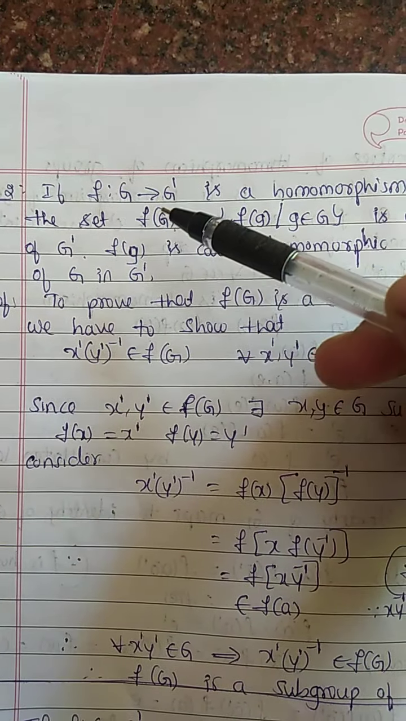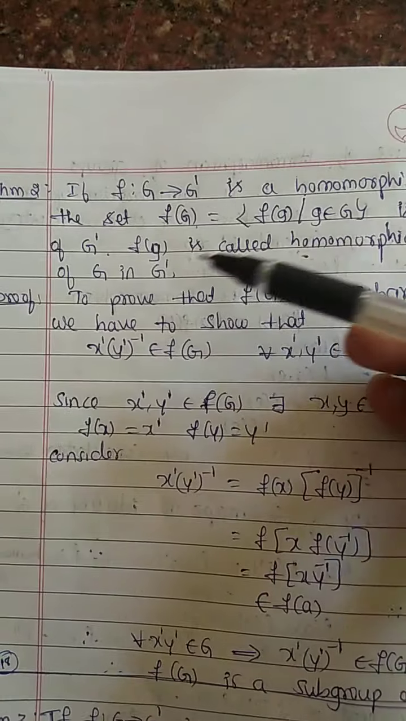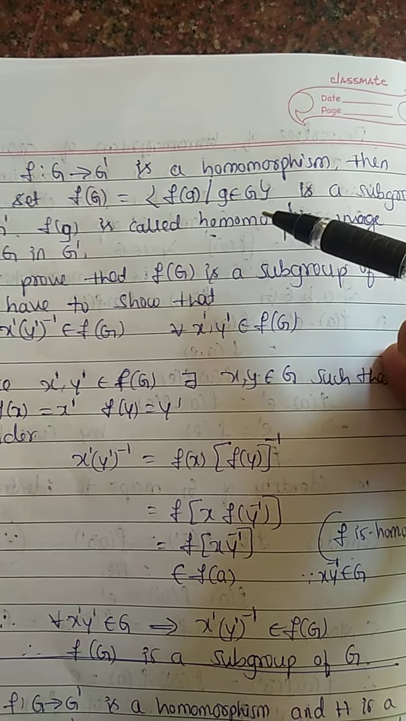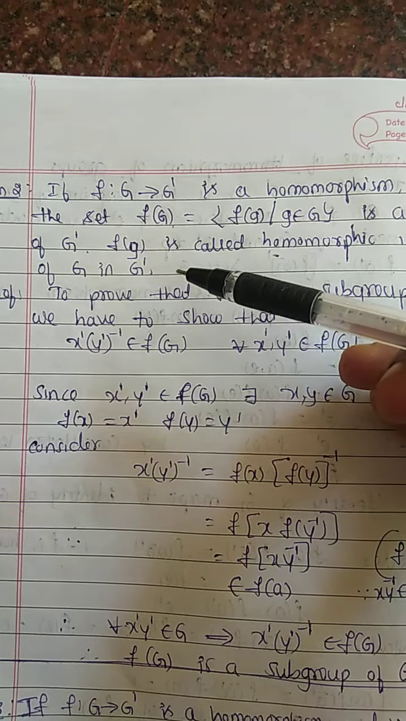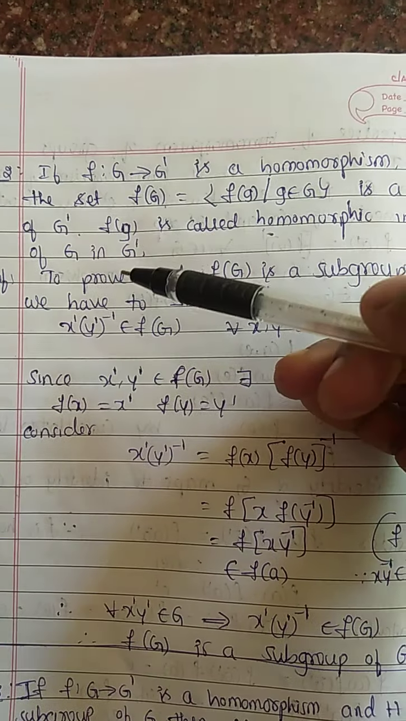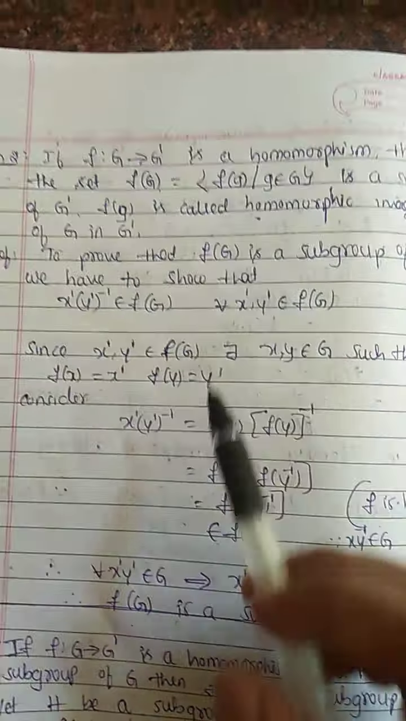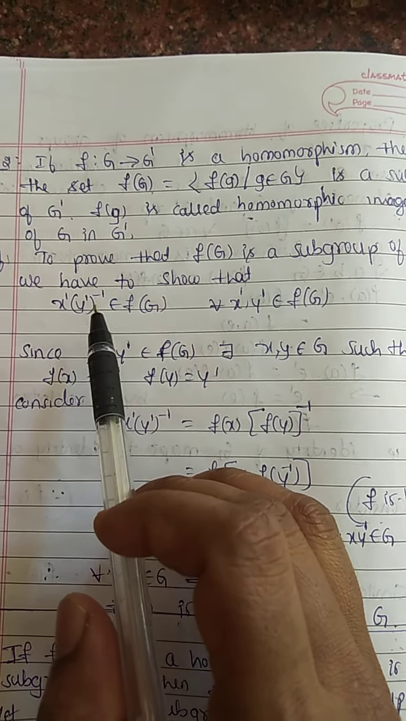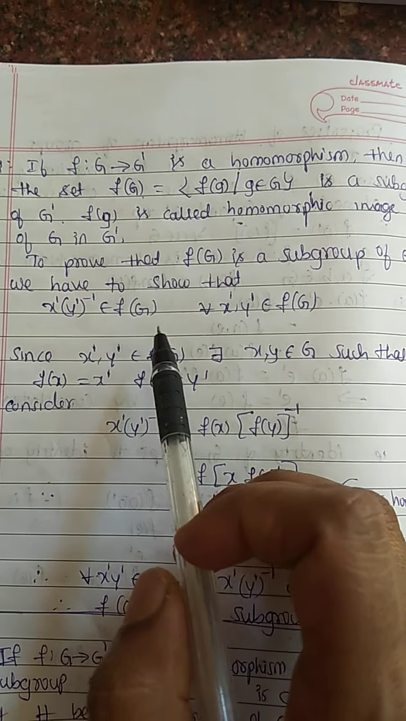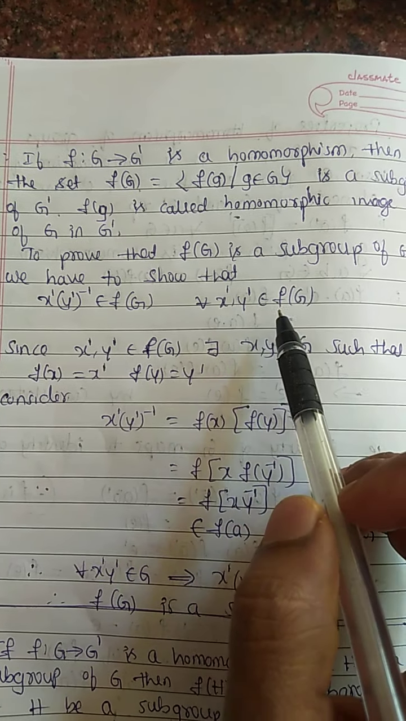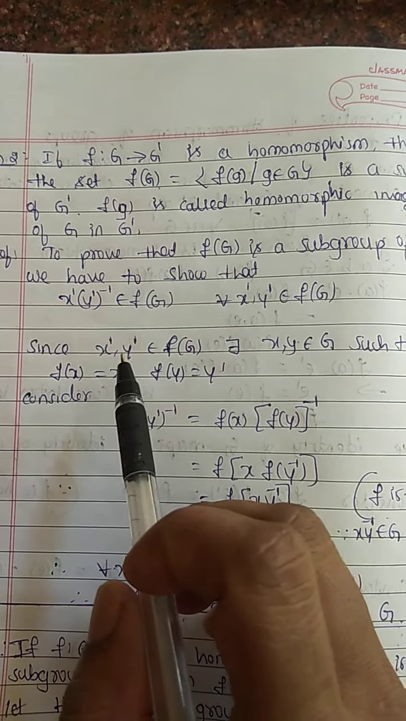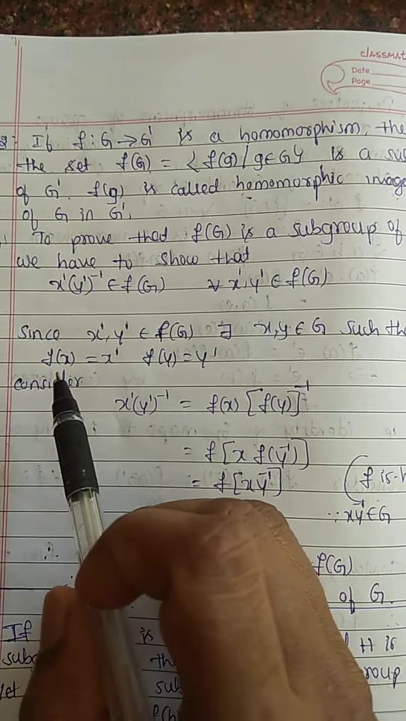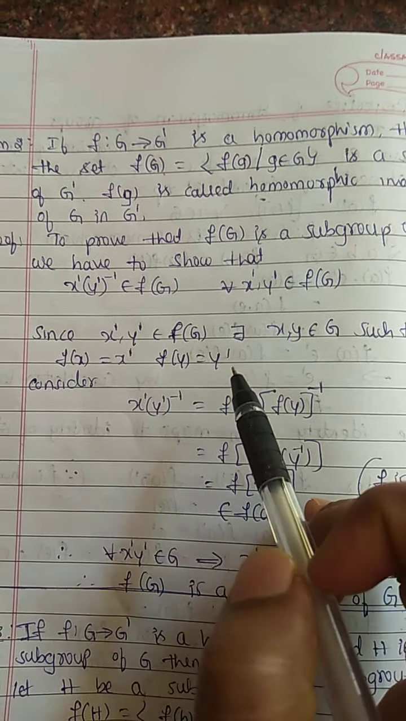Theorem 2. If f maps from G to G dash is a homomorphism, then the set f of G, equal to the set of f of g such that g belongs to G, is a subgroup of G dash. F of G is called the homomorphic image of G in G dash. Proof. To prove that f of G is a subgroup of G dash, we have to show that x dash y dash whole inverse belongs to f of G for every x dash and y dash in f of G. Since x dash and y dash belong to f of G, there exist x and y belonging to G such that f of x equals x dash, and f of y equals y dash.